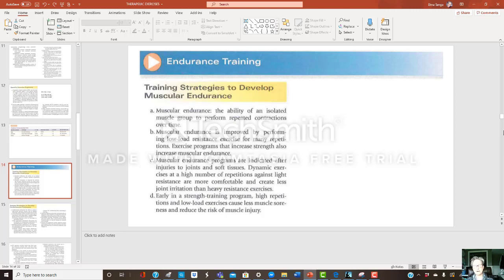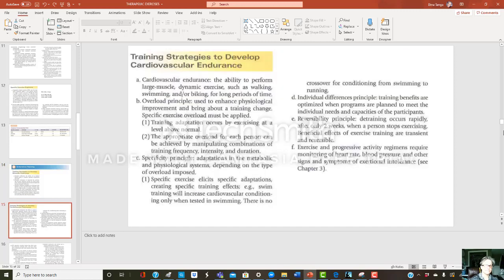Muscular endurance programs are indicated after injuries to joints and soft tissues. Dynamic exercises at a high number of repetitions against light resistance are more comfortable and create less joint irritation than heavy resistance exercises. Early in the strength training program, high repetitions and low load exercises cause less muscle soreness and reduce the risk of muscle injury.